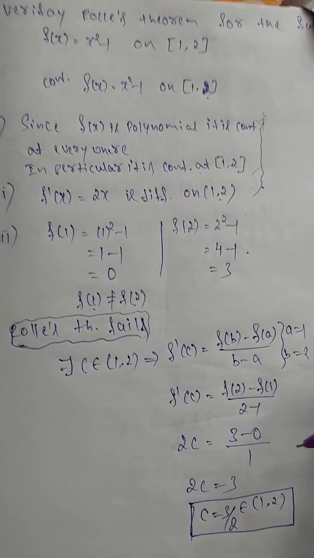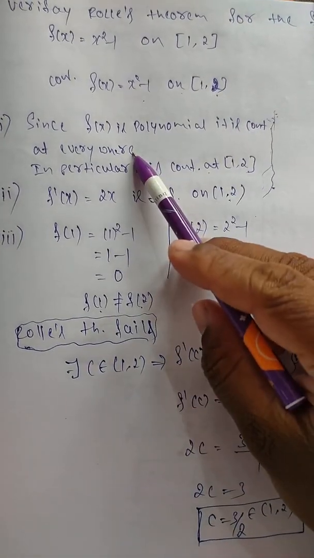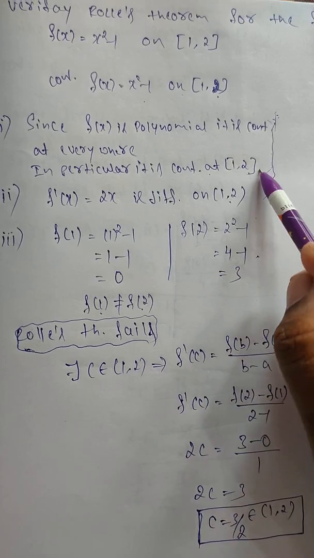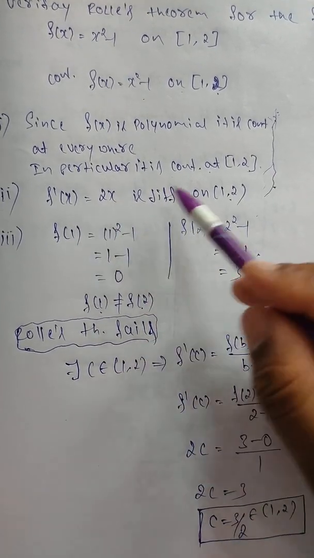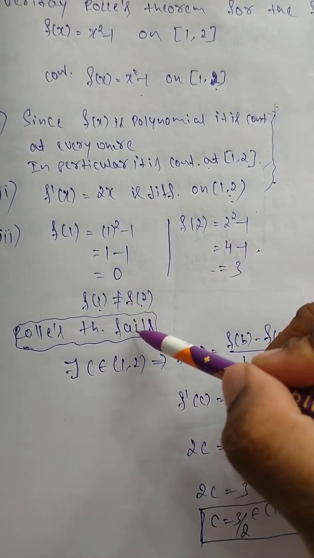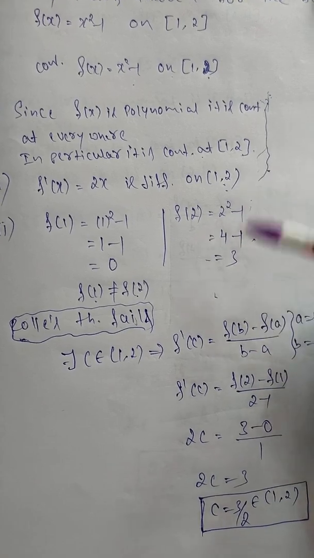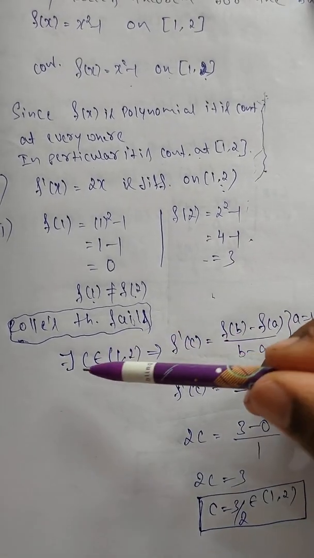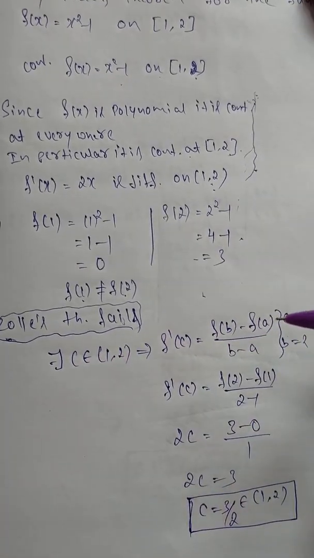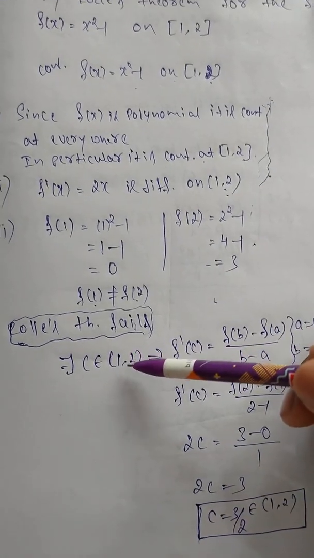See here, very simple. Once again I am repeating. Since f(x) is a polynomial, it is continuous everywhere. In particular, it is continuous on the closed interval [1, 2]. f'(x) is differentiable on (1, 2). If you check these conditions, Rolle's theorem fails. Since Rolle's theorem fails, I am redoing this problem with the Mean Value Theorem. Then there exists a c. To check the Mean Value Theorem, these two conditions are enough. So c belongs to the open interval (1, 2).